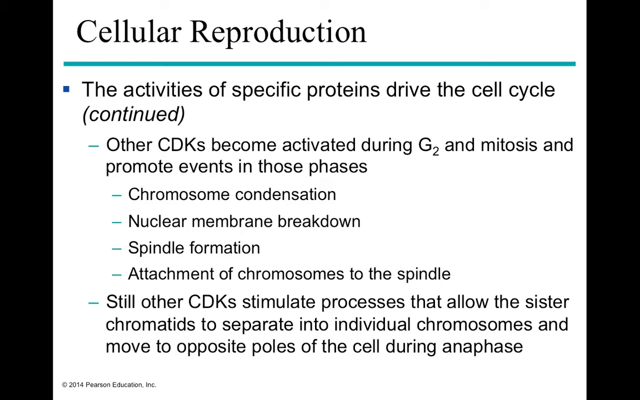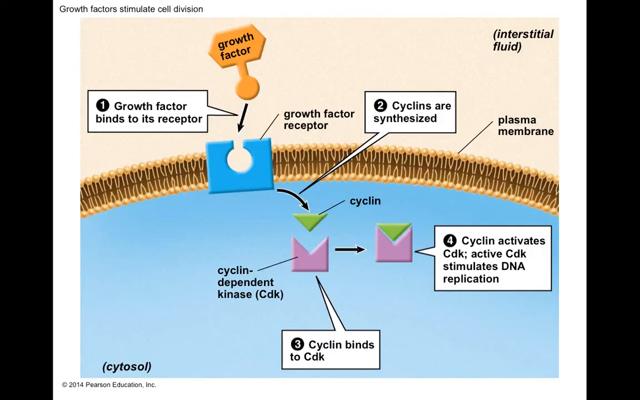Now, CDKs are not just special to the S phase. We also have them during G2 and mitosis, and they activate specific events like chromosome condensation, nuclear membrane breakdown, or spindle formation. All of these things are specialized to specific stages of the mitotic cell cycle, and that's important because it drives it forward and never backward, because CDKs happen in a path, right? So the first ones get turned on, then the second ones get turned on, then the third ones get turned on, and in this way, we're stimulating each of the stages to occur during the cell cycle.